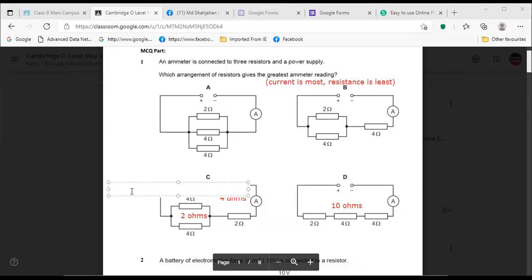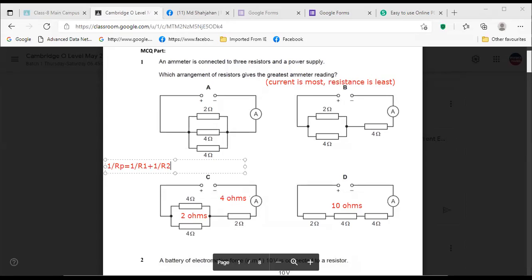It was like 1 by Rp equals 1 by R1 plus 1 by R2, isn't it? Yes, sir. This was the formula for parallel.